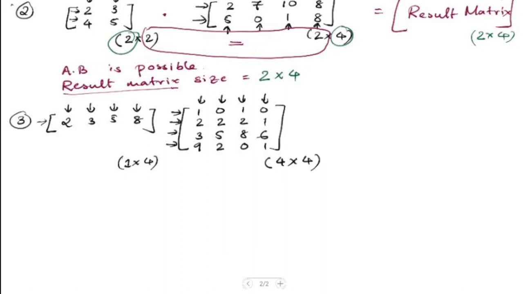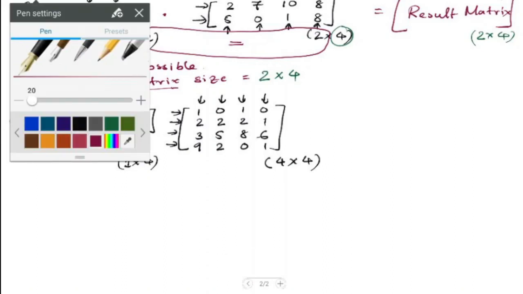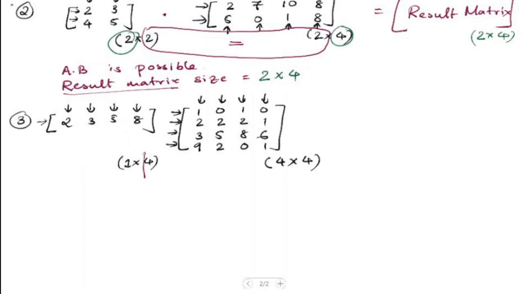Now what we check again is this part here, right? The last number here and the first number of the next matrix. If they both are equal, then this matrix multiplication is possible. So you can say here again that A times B is possible.